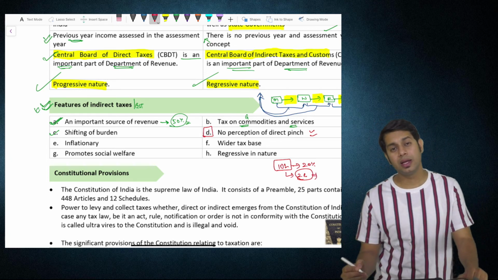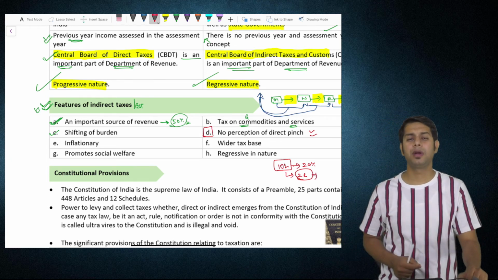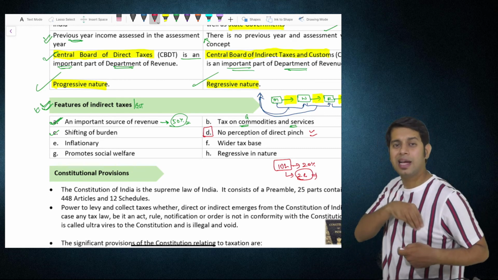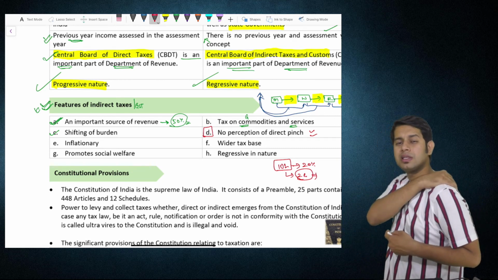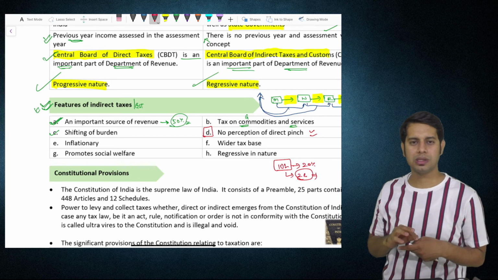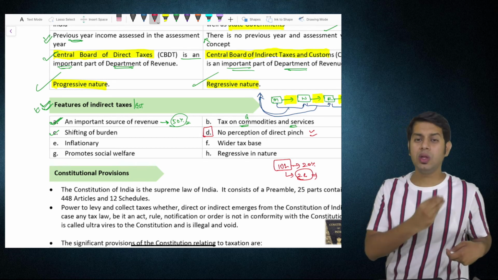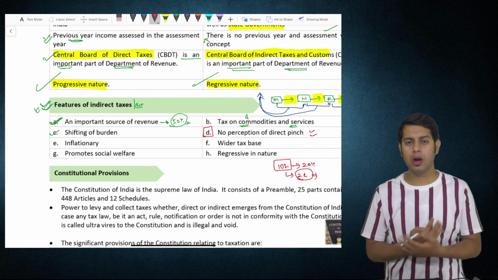Why, sir, are they doing like that? Because there is a perception of direct pinch. There are 10 lakh rupees in your pocket. The government is catching you and telling you, give me 2 lakh rupees. Now you know that 2 lakh rupees is going out of your pocket.